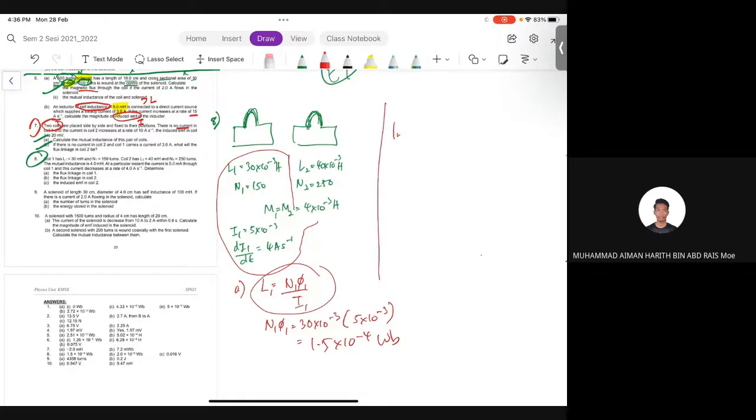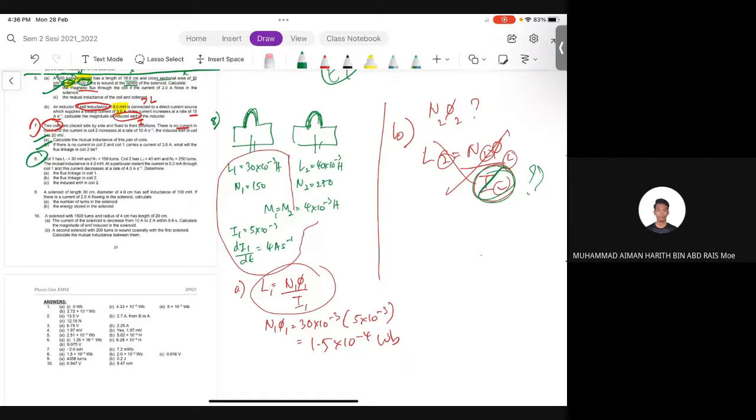Okay, soalan number B, they ask you to calculate flux linkage in coil 2. Meaning they ask you to find Nφ at 2. I cannot use L2 equals to N2 Φ2 over I2. Ingat ya, L mesti diri sendiri, self. So saya tak boleh pakai. Kenapa tak boleh pakai? Because I don't know the I2. Saya tak boleh ambil I1, itu I1 punya. Sebab dua-dua ni ada bateri sendiri. Sebab dua-dua mengalami self-inductance. Okay, so I need to use apa? Saya kena guna yang lain lah.